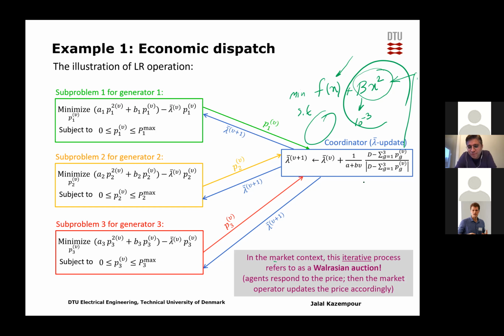Brian says, does any market operator use Walrasian auction to clear the market? To my best knowledge, in electricity markets, no, but maybe in other markets they do. You don't necessarily need an electricity market; you can use this Walrasian auction for any generalized market. In other markets, do they use it? I don't know.